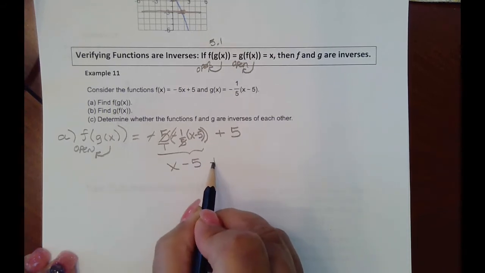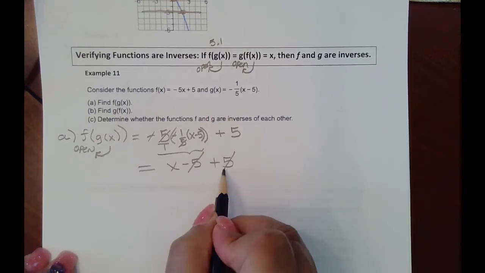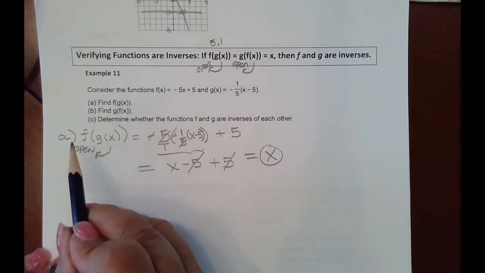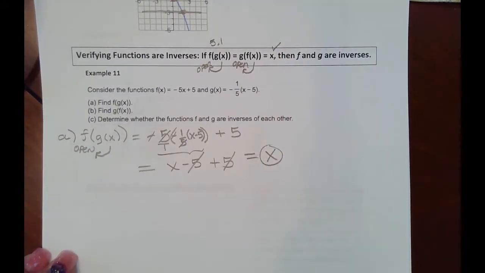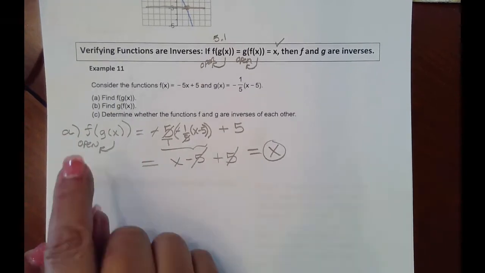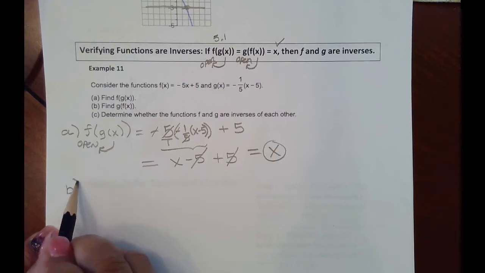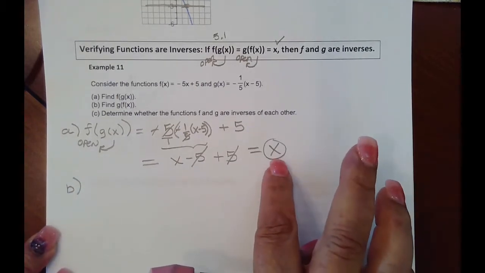Bring down that extra positive 5, continue simplifying. This cancels with this, leaving you with just x. So when we did f composed of g of x, we did get an x. Now if we get an x both times, when we do the composition this way or the opposite way, then we've proven that they're inverses. So it's not enough to just get an x for one of them.